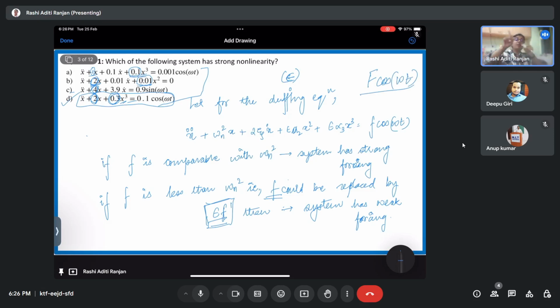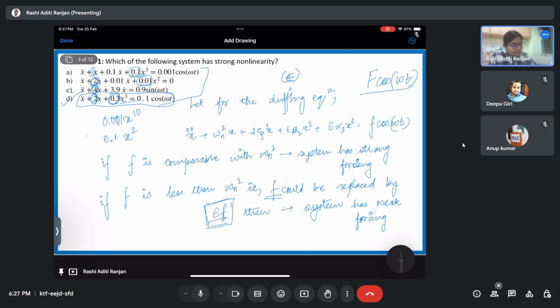However, if I talk about nonlinearity, here I have taken x cube, but there is x square. There could be x to the power 5. There could be x to the power 10, right? So, for example, I could have 0.01 x to the power 10, and let us say this as 1, and I could have 0.1 x square, right?